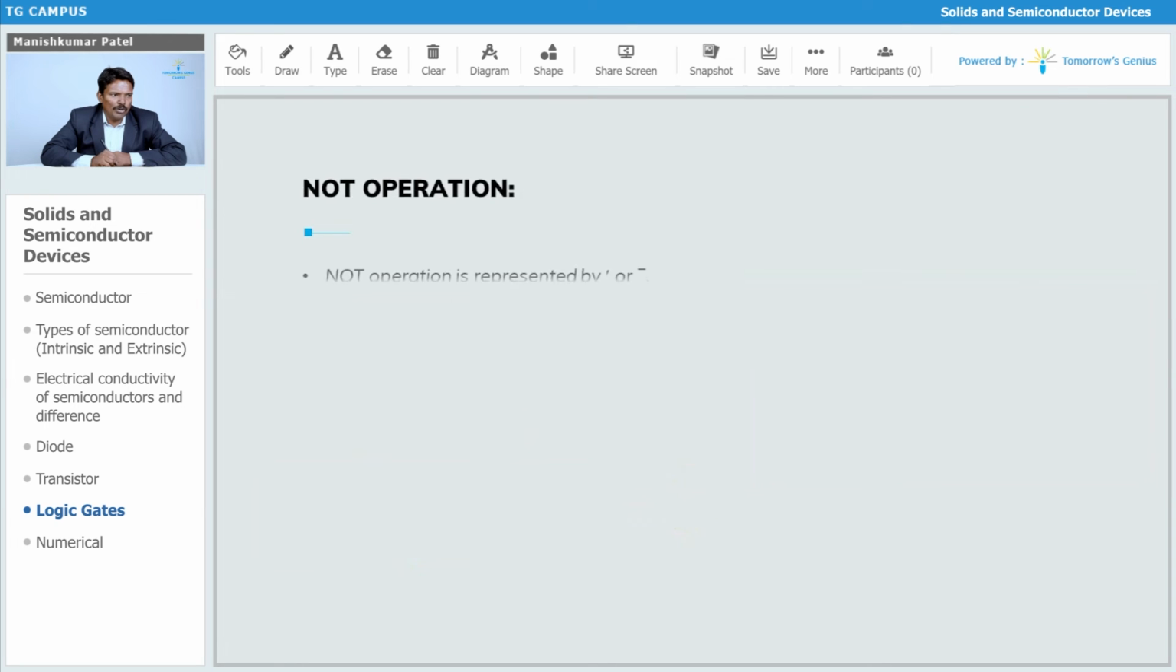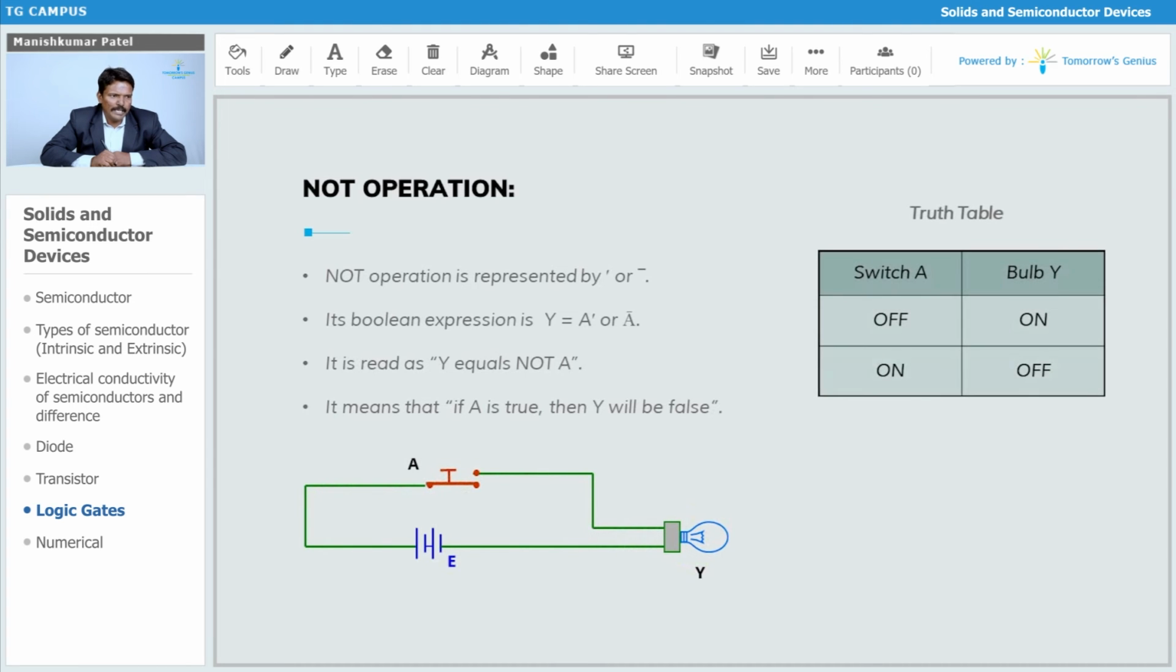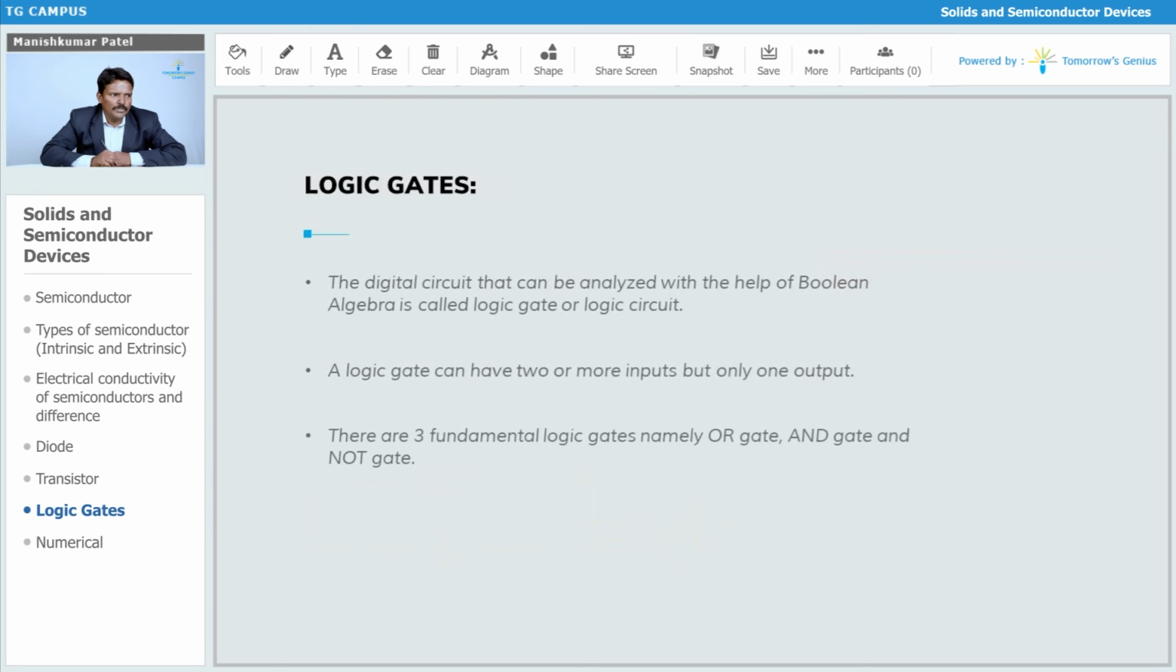Similarly, the NOT operation is represented by a bar, and it reads as Y equals NOT of A. It means that if A is true, then Y will be false, so it is the opposite. Here we are closing switch 1, and that makes the output 0. If it is on, it will make the output off. So this is what we can say about these different gates.